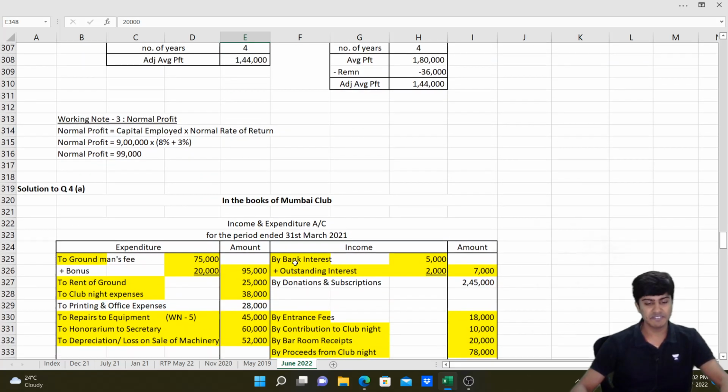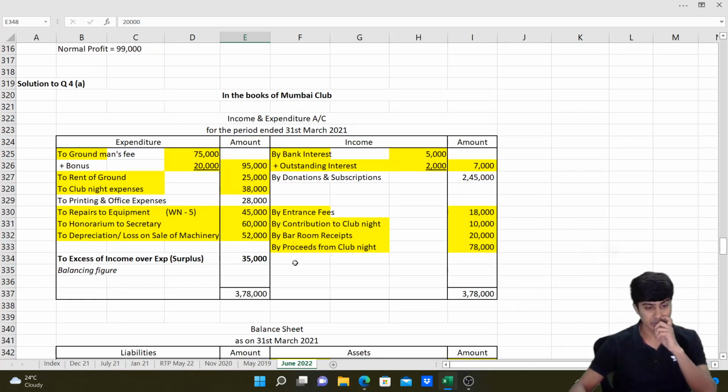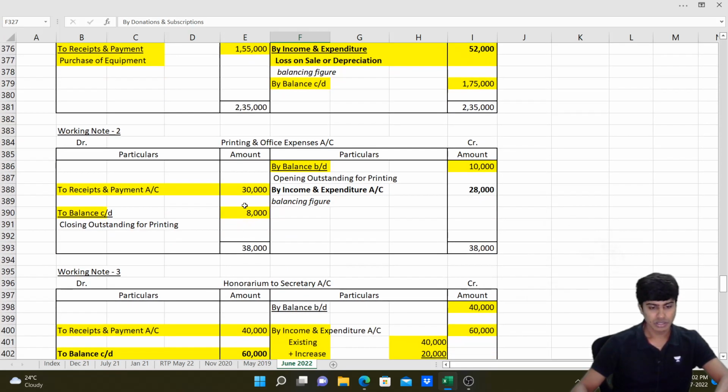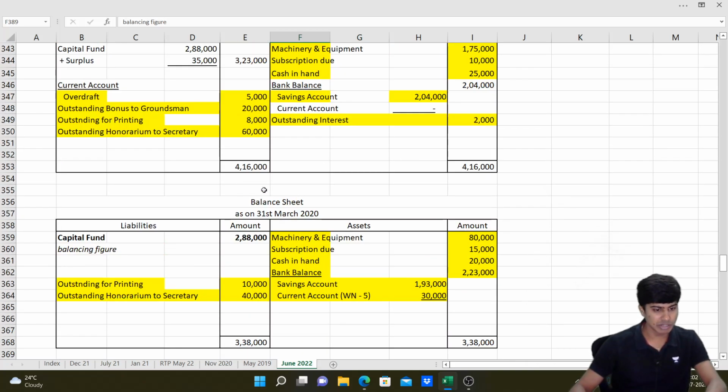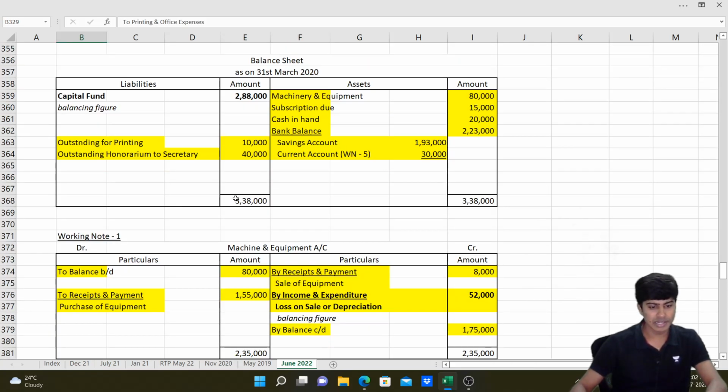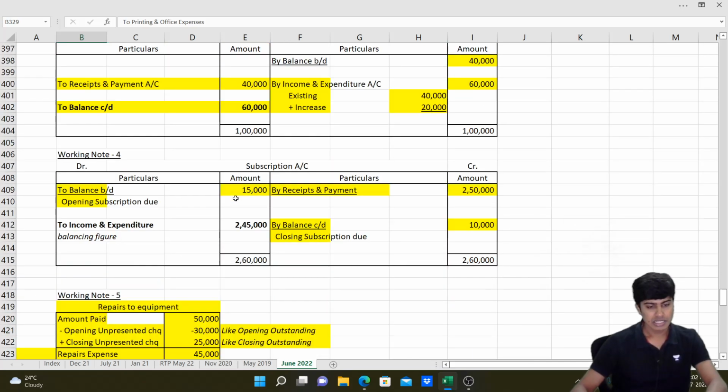That's it, guys. Every other item is posted. Our subscription account is not closed. Okay, subscription account, machinery account closed, office equipment account not closed. In printing and office expense, the balancing figure of 28,000 is our current year expense. So that will come to income and expenditure, 28,000 expense. Then the only ledger left is subscription.